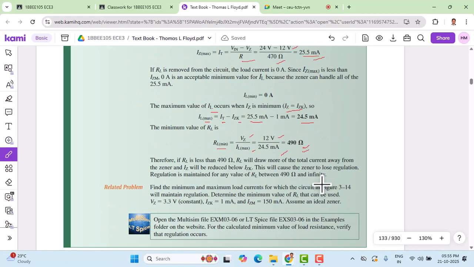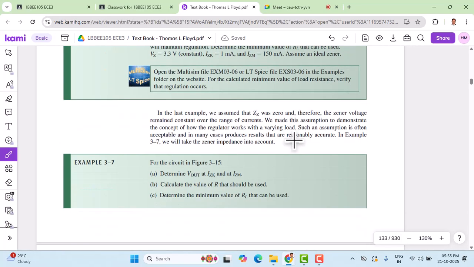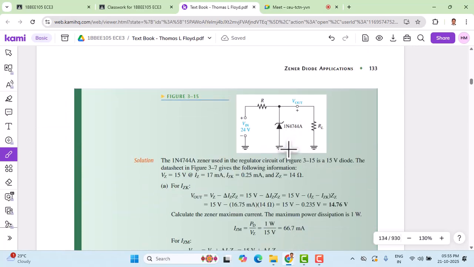So the conclusion here is, if RL is less than 490 ohms, RL will draw more of the total current away from the Zener, and IZ will be reduced below IZK, and this will cause the Zener to lose its regulation effect. Regulation is maintained for any value of RL between 490 ohms and infinity. Lower resistance is this, and upper resistance is infinity. As long as we maintain resistance between 490 and infinity, the voltage across the Zener diode is maintained constant. So that's the example, and there are a couple of related problems.